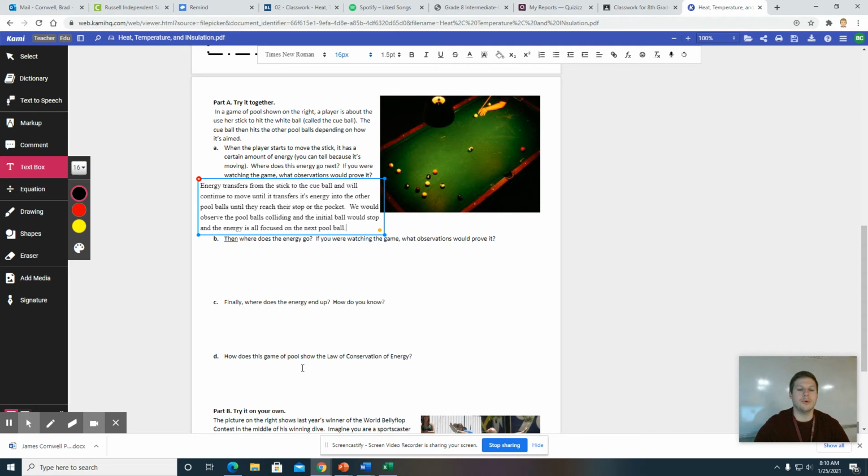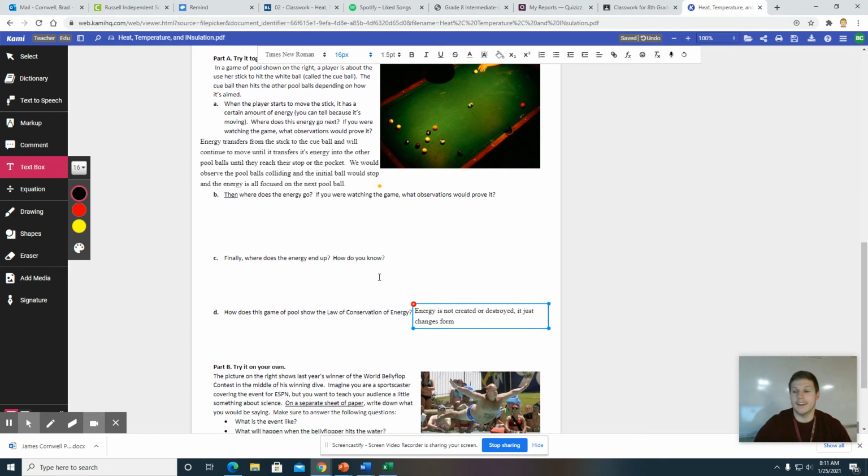How does this game of pool show the law of conservation of energy? First off, we have to know what the law of conservation of energy is. Energy is not created or destroyed. It just changes form. So how can we look at this game of pool and know that law of conservation of energy is taking place here?